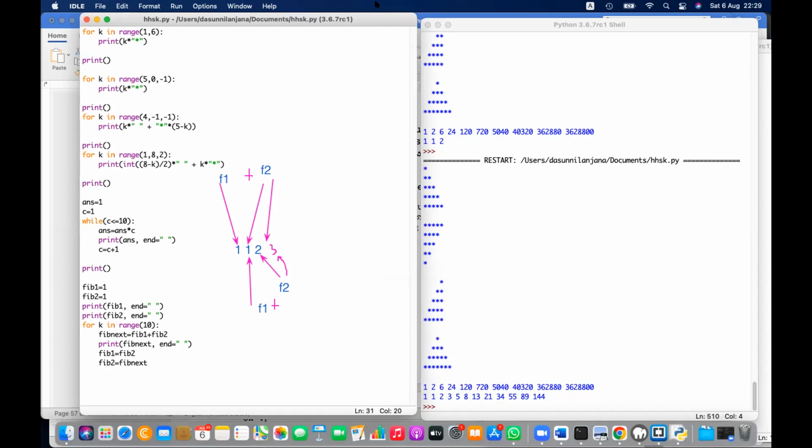Okay, tomorrow I'll be discussing Python libraries, as well as the GUI part, how graphical user interfaces can be created, and how string drawing can be done. I'll be discussing that tomorrow, right?